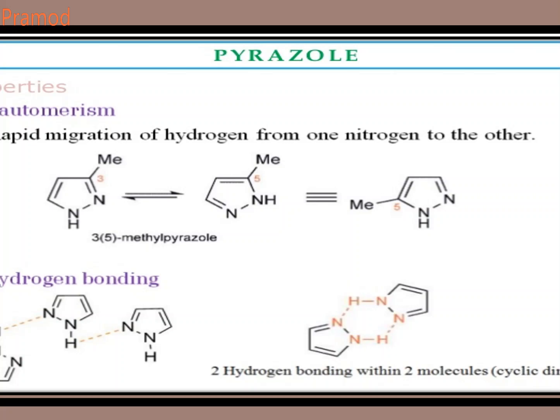Similarly, it can form hydrogen bonding because of the lone pair of electrons on the 2 nitrogens, so there will be intermolecular hydrogen bonding. They act as a cyclic dimer, because if you can see, they can share hydrogen bonding between each other. So that's why it has a high boiling point, because of these cyclic dimers that are formed. Pyrazoles have a high boiling point.